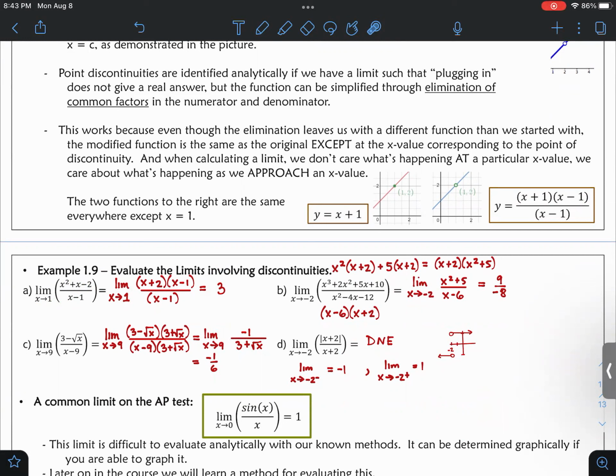So here we see examples of that. The x minus 1 factors go away, you'd be left with x plus 2, in which case, yes, we can plug a 1 into that and get back a 3.